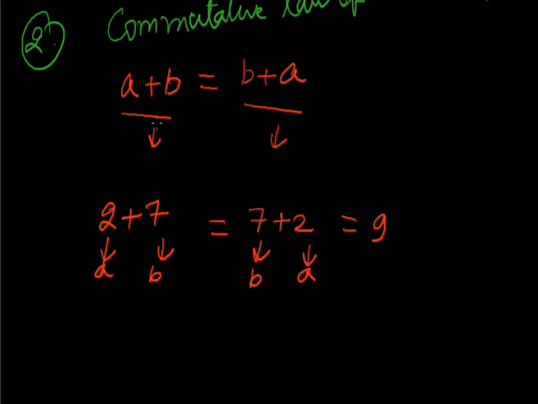So we have studied addition and the properties of addition. The two properties of addition: first is closure property, second is commutative property. In closure property, the sum of two integers will always give you an integer. In commutative property, a plus b always gives you b plus a.